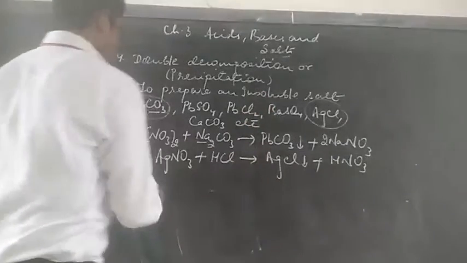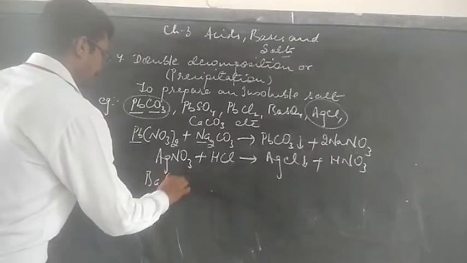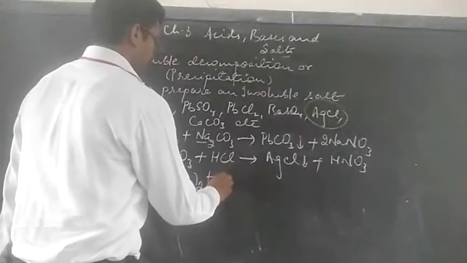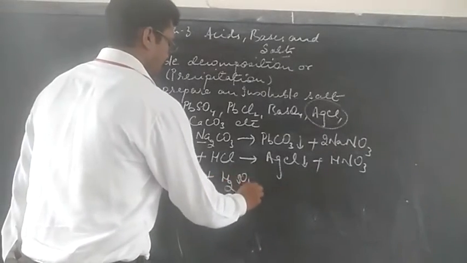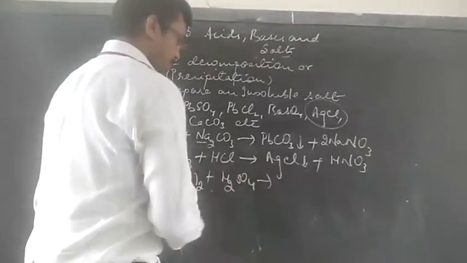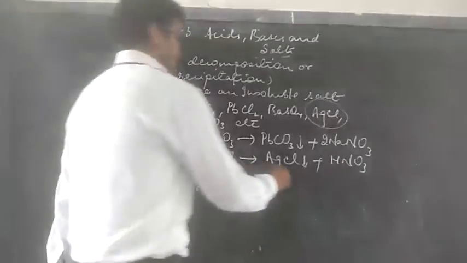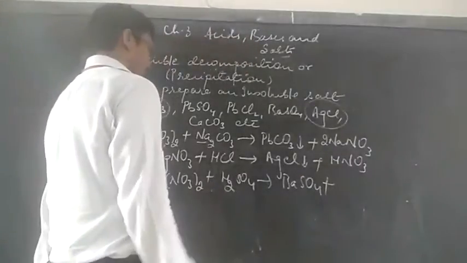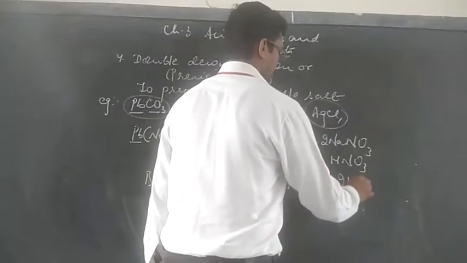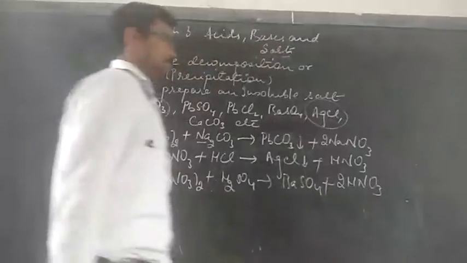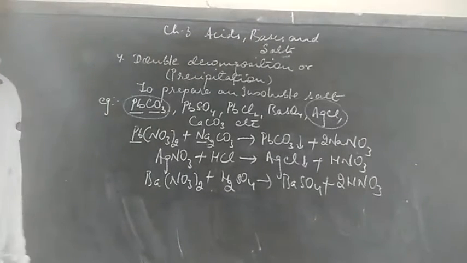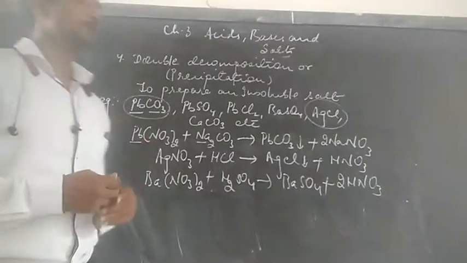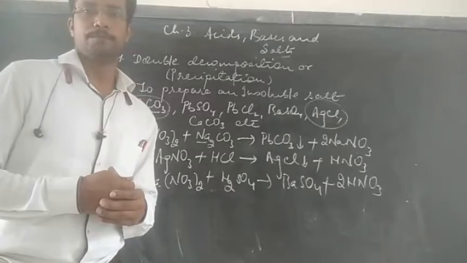Barium sulfate: again we can take barium nitrate plus H2SO4, or you can take potassium sulfate or sodium sulfate. The reaction gives lead sulfate and HNO3. So this is how we can prepare insoluble salt using the method called double decomposition.